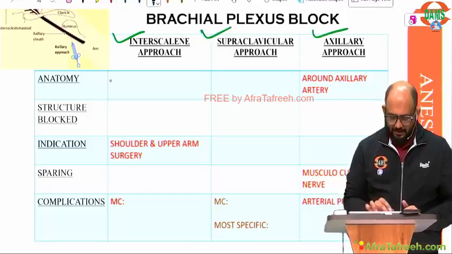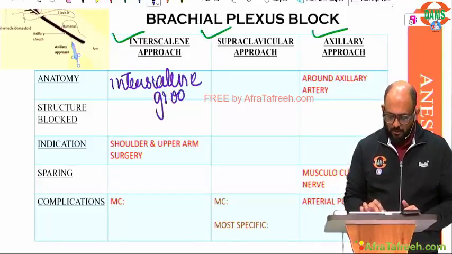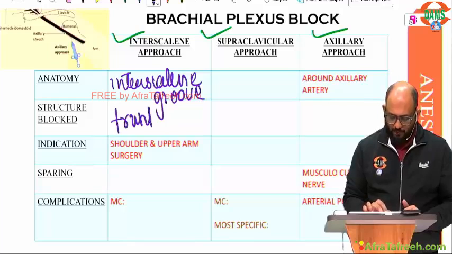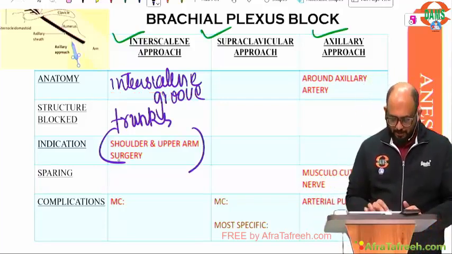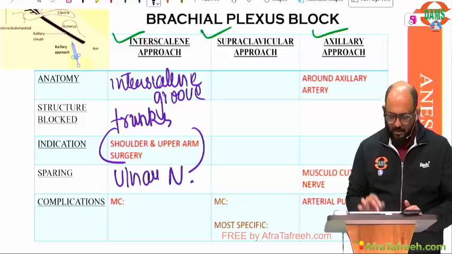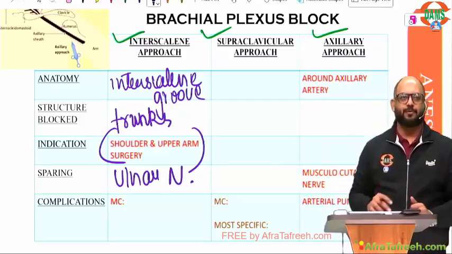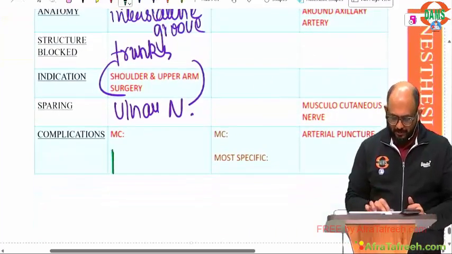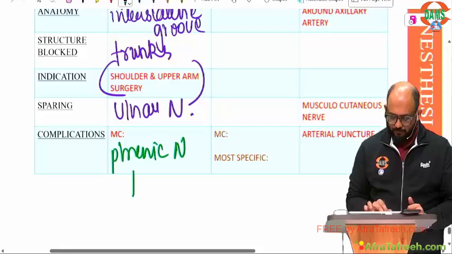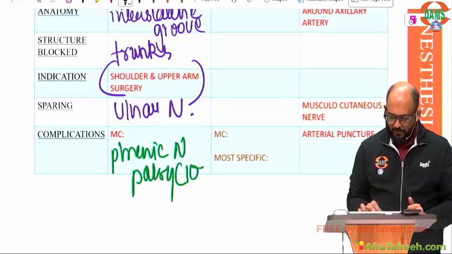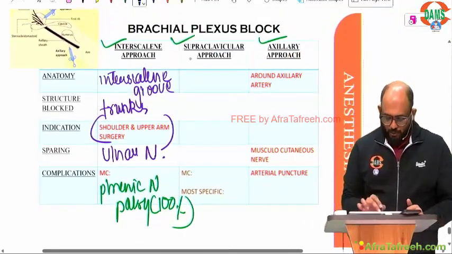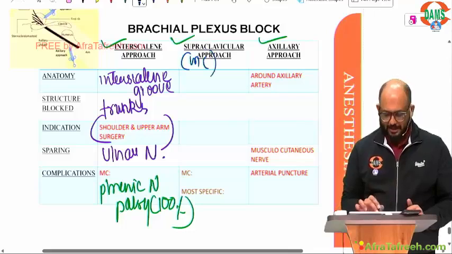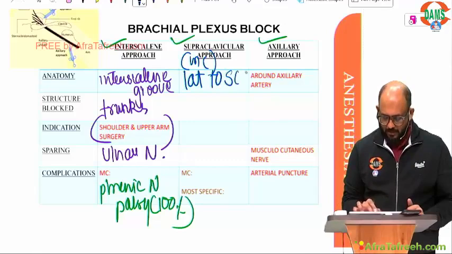Interscalene anatomy is in the interscalene groove in the neck. The structures that you block are the trunks of the brachial plexus. It is predominantly for shoulder and upper arm surgery. There is sparing of the ulnar nerve, which supplies the ulnar segment, so that is not useful for below elbow surgeries. Most common complication is phrenic nerve palsy. Can you tell me in how many % of individuals it is seen? 100% of individuals.